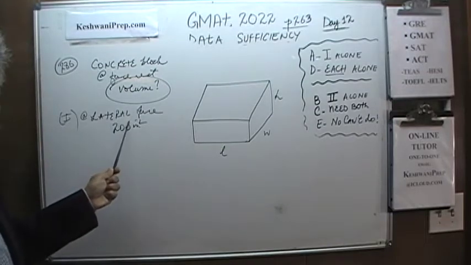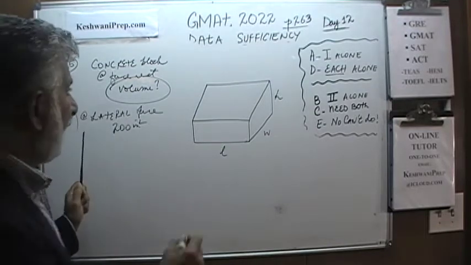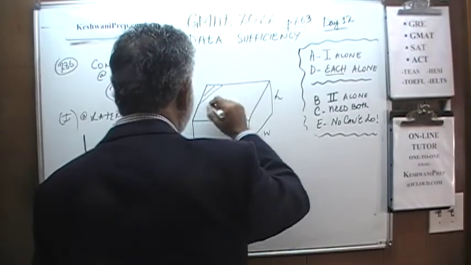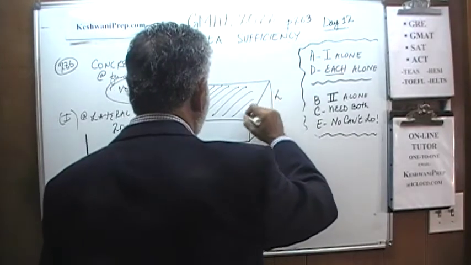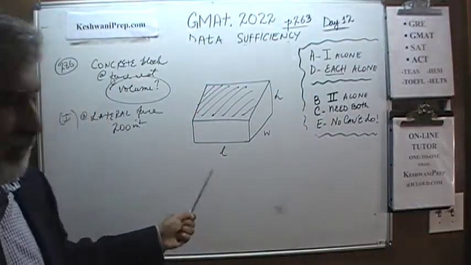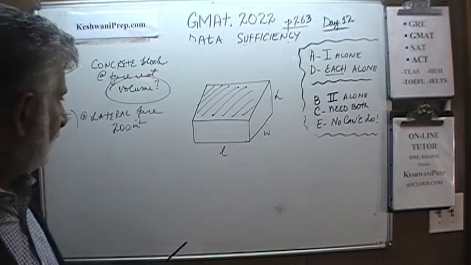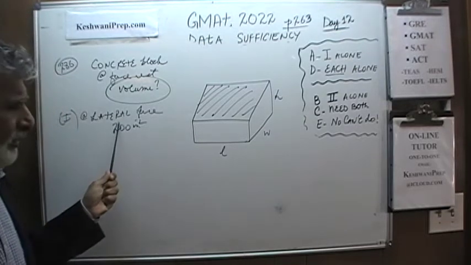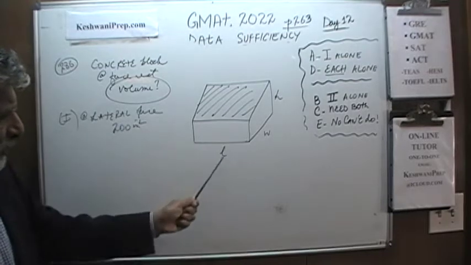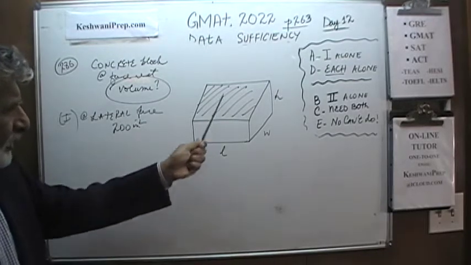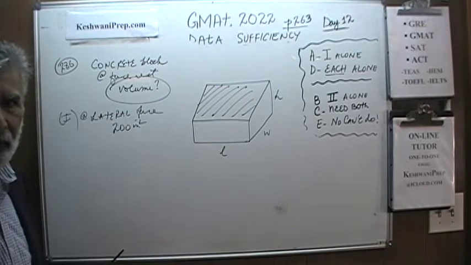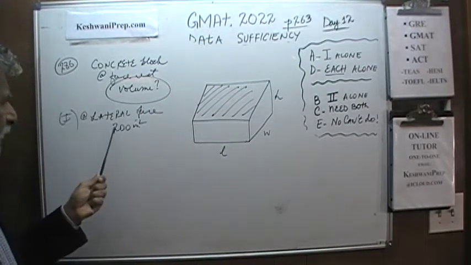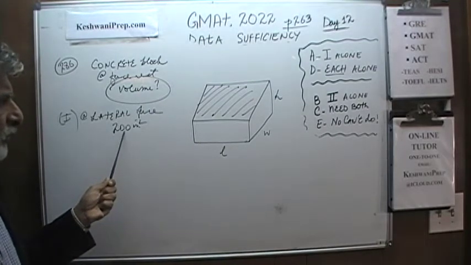You see what lateral face means? Lateral faces are the front, the back, the left, and the right. There is a top, and similarly there is a bottom, and those are not lateral faces. And we are told that the area of each one of the lateral faces is 200.